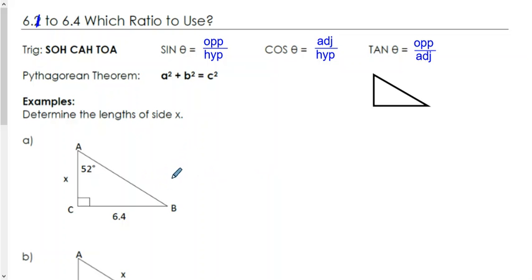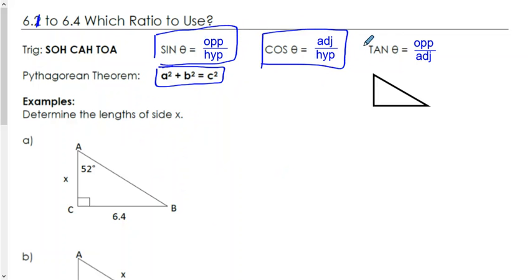Hi guys, so before we go on to 6.4, you need to have a quick recap of 6.1 to 6.4, actually using different ratios instead of just one. So remember we started out with Pythagoras, this guy right here, and did a whole lesson on just that. Then we did a whole lesson on just sine, cos, and tan.